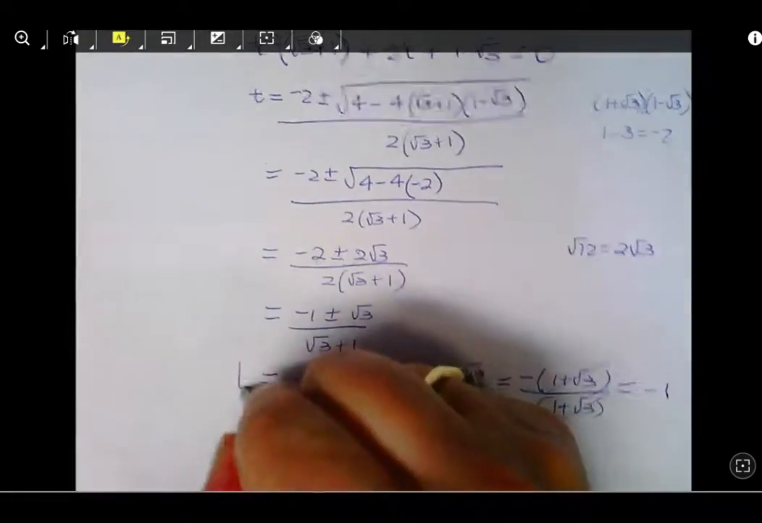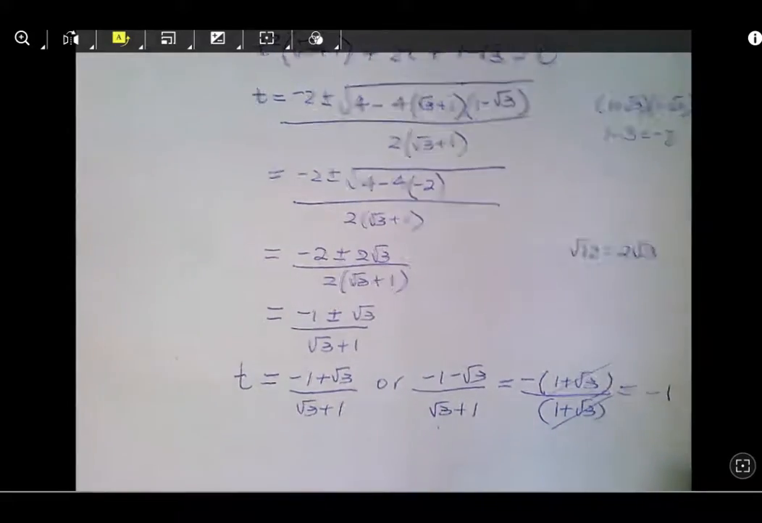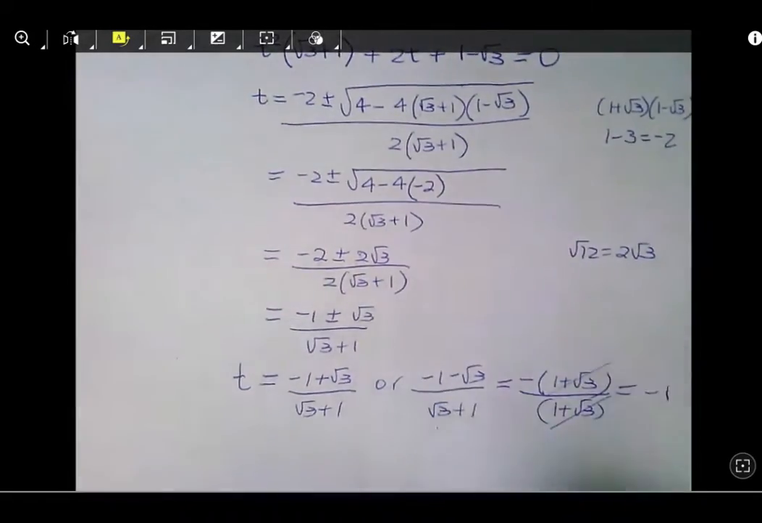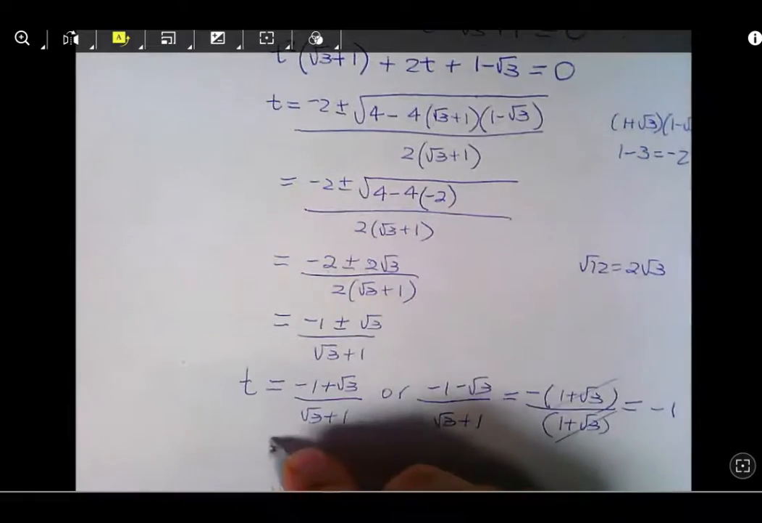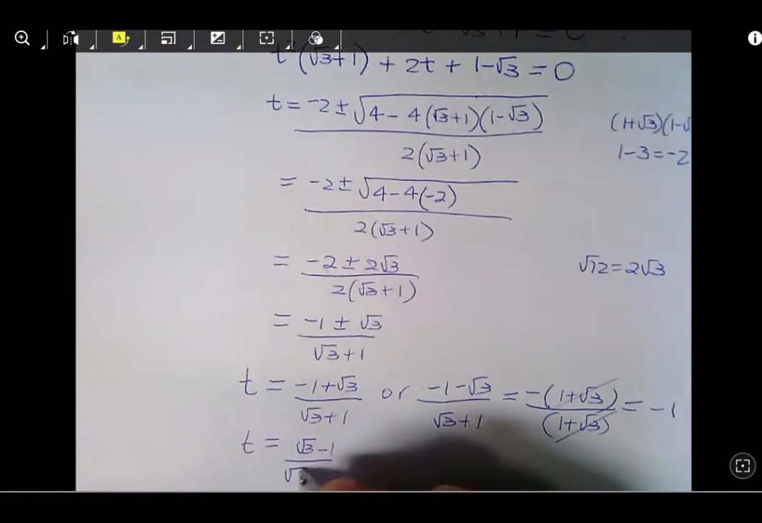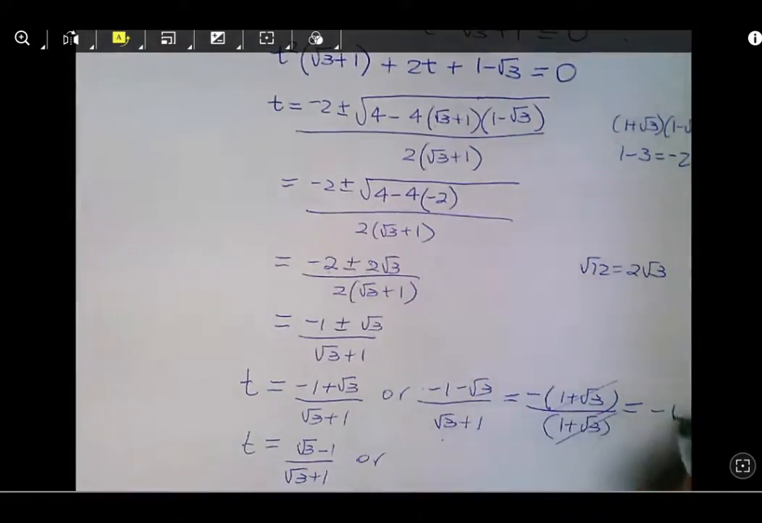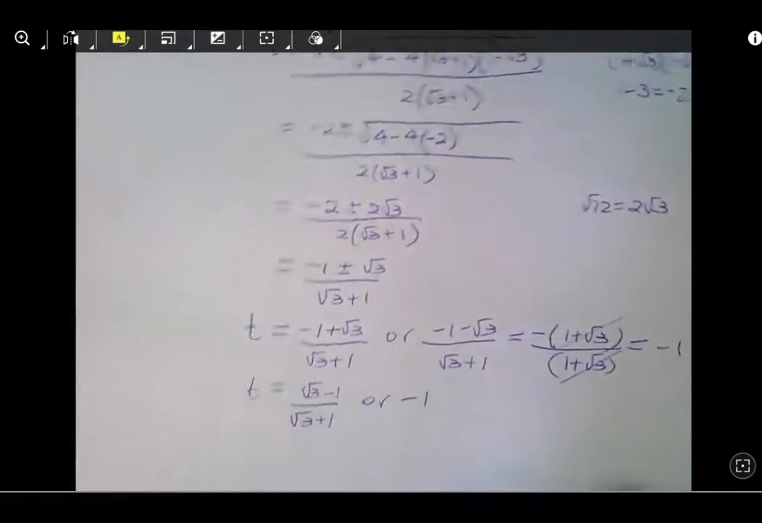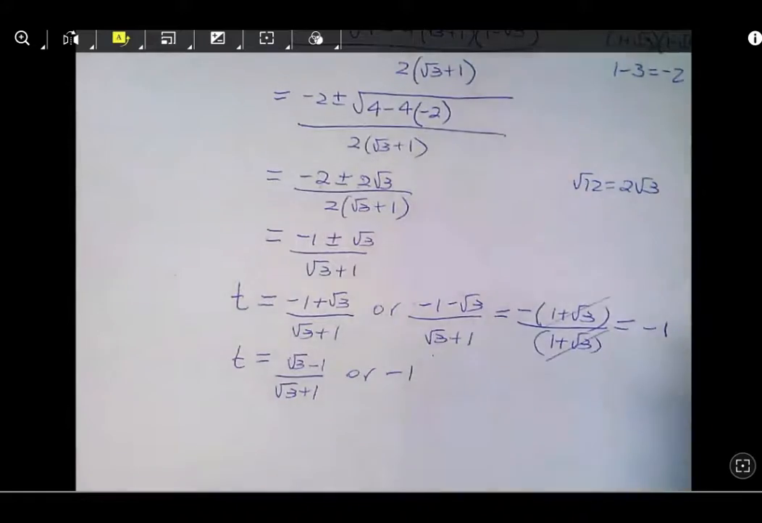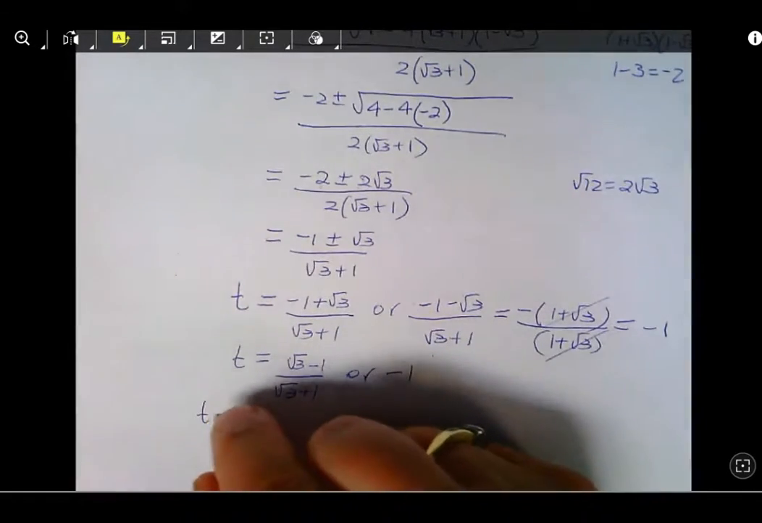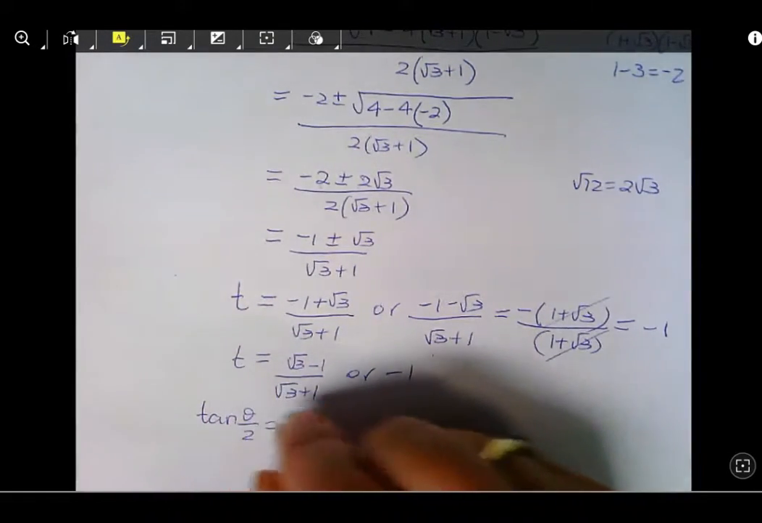So we're trying to solve two things here. Basically what we've got here is t is root 3 minus 1 over root 3 plus 1, or t is -1. So we're solving those two. Remember, t is tan theta on 2.